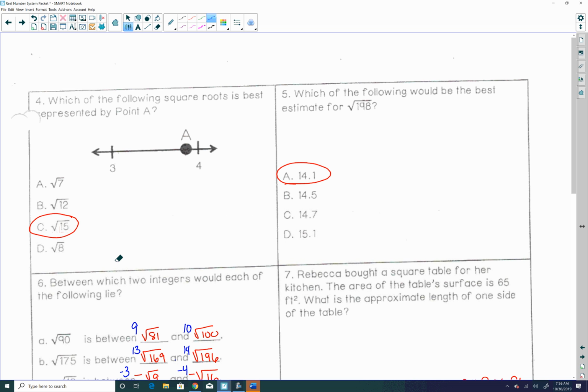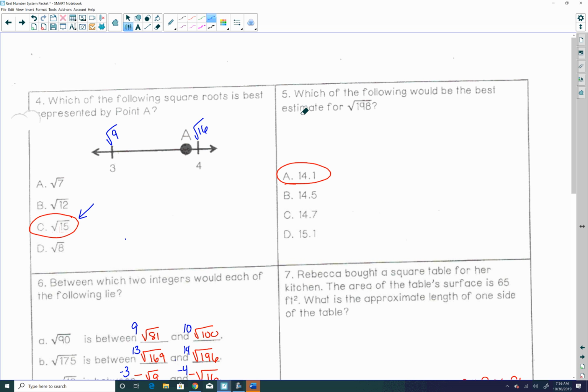Okay, so problem number 4. Those of you, again, that got this all right, you can stop watching the video at this point. Problem number 4. To know where the square root, where a is, what I'm going to do is put in the perfect squares. So 3 is equivalent to the square root of 9, and 4 is equivalent to the square root of 16. So a is right next to the square root of 16. The one that makes the most sense out of all of the possibilities is indeed C, the square root of 15.